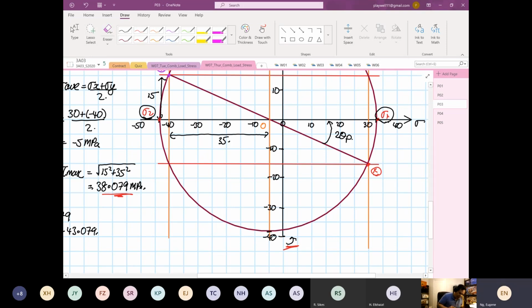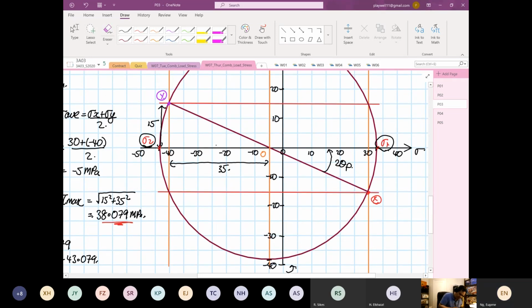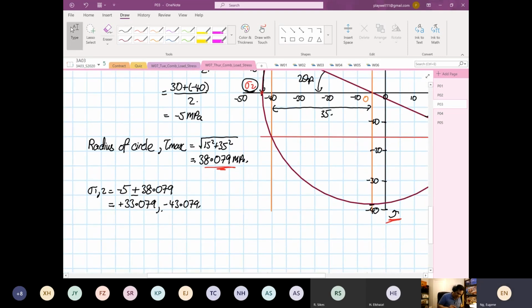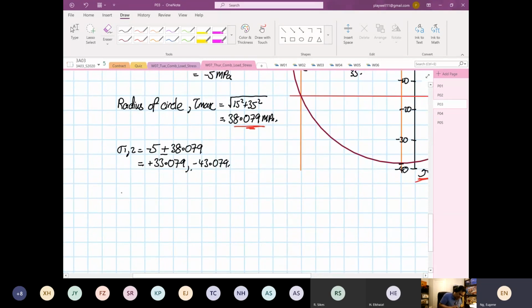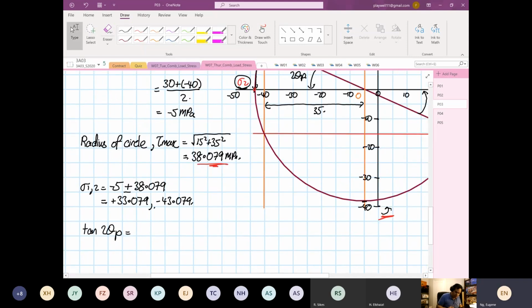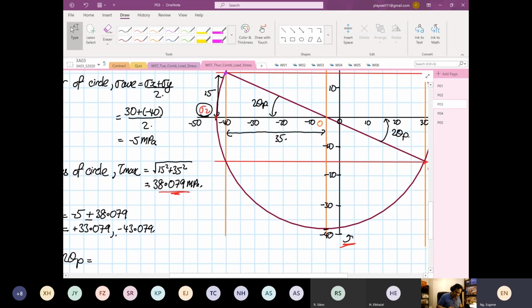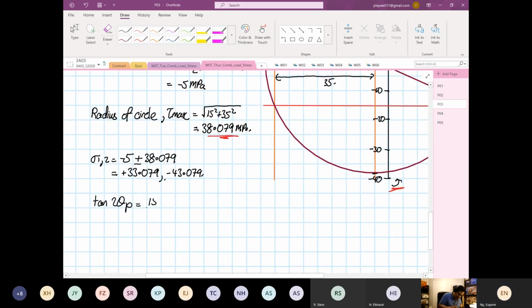Okay, if you want to rotate from point Y, fair enough. This is also your 2 theta p. Okay, so when that's the case, we are going to find our 2 theta p. So tangent 2 theta p, so it's equal to what? 15 divided by 35, right? So 2 theta p is equal to the inverse tangent of 15 divided by 35, which is 23.2 degrees.